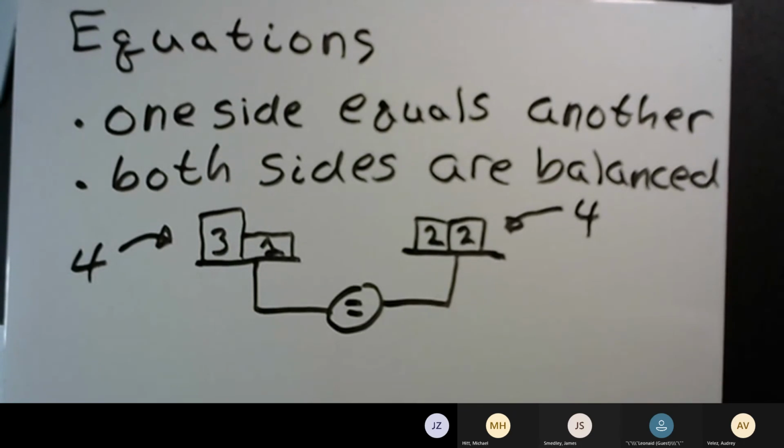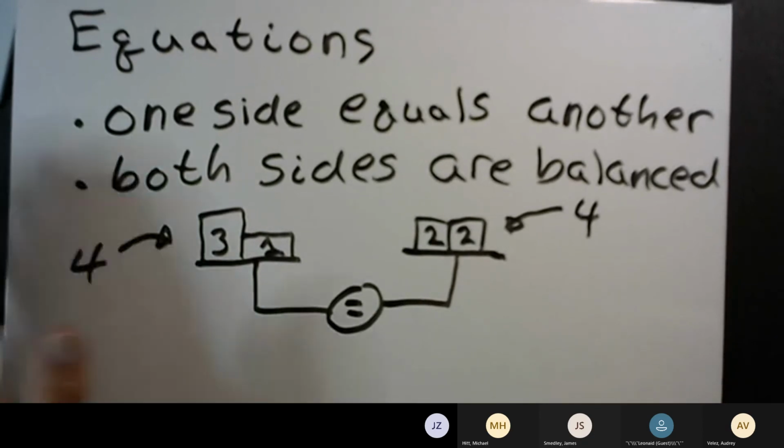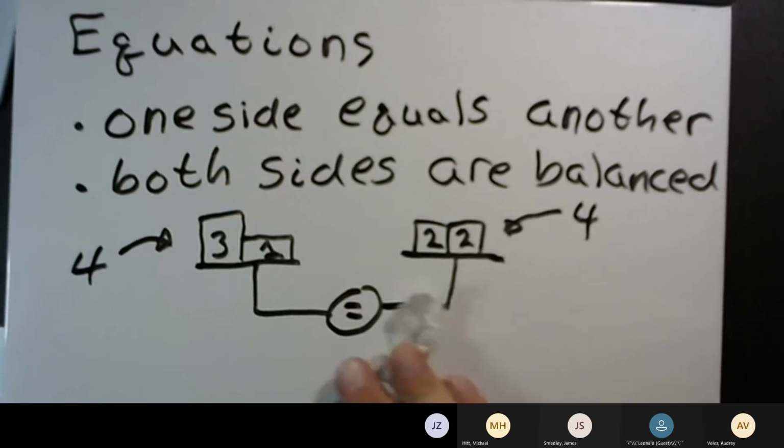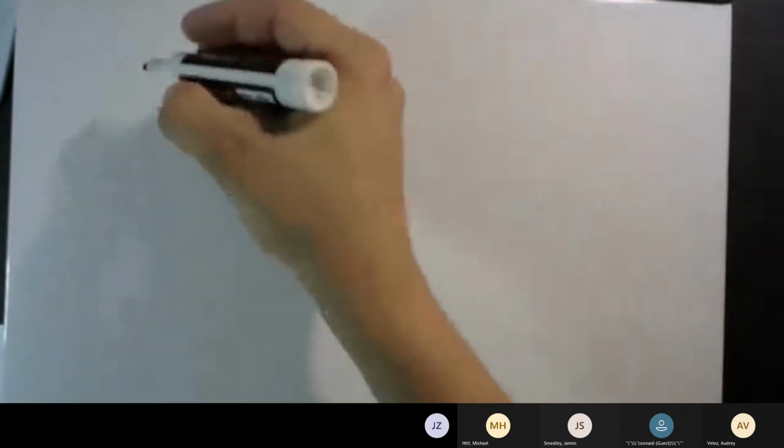Now, we can use this as a way of solving for unknowns. And the way we can do this is this. So any questions about that? So let's say we have this.